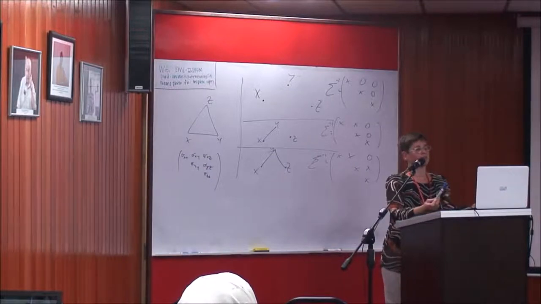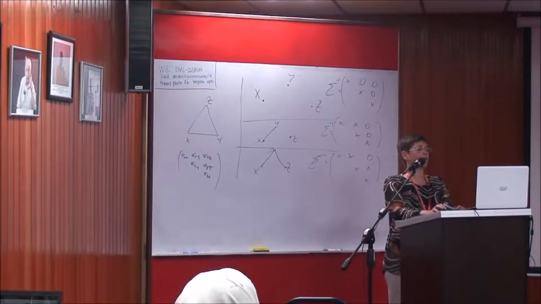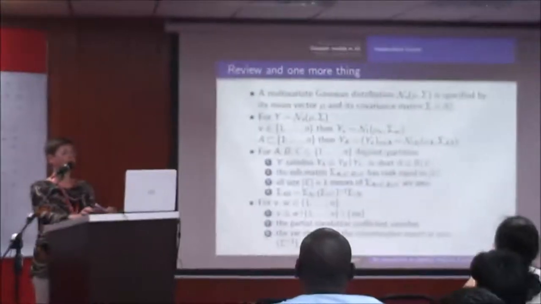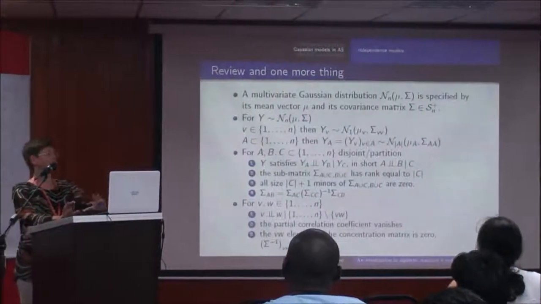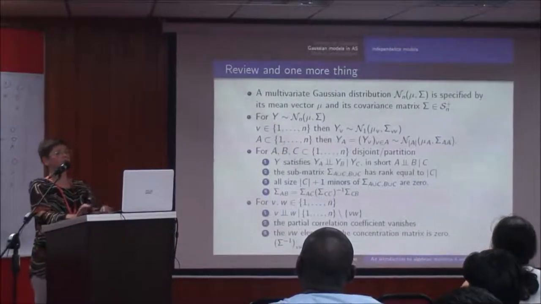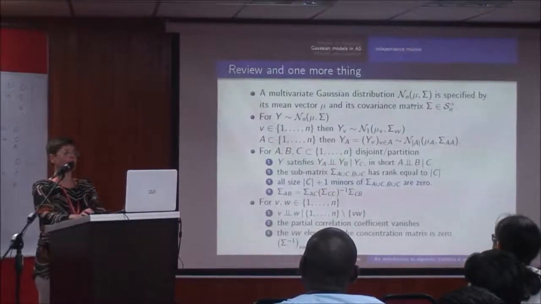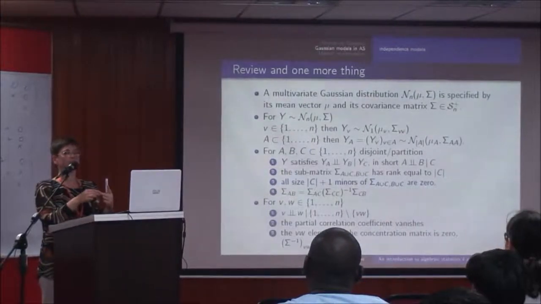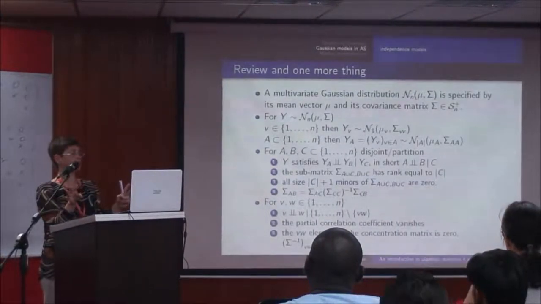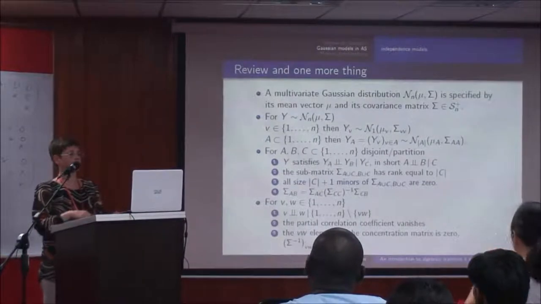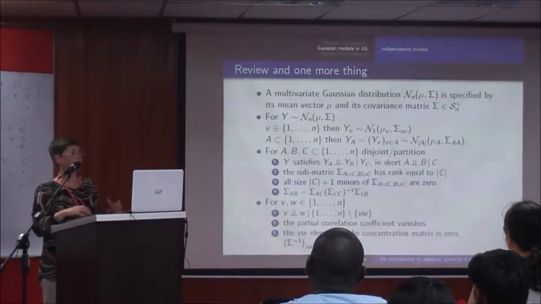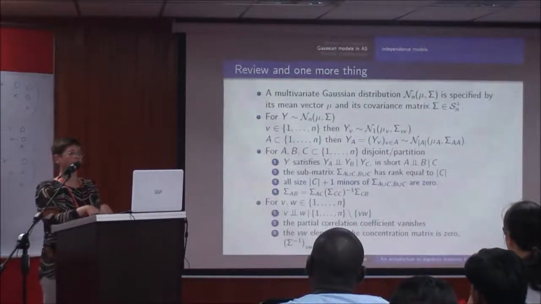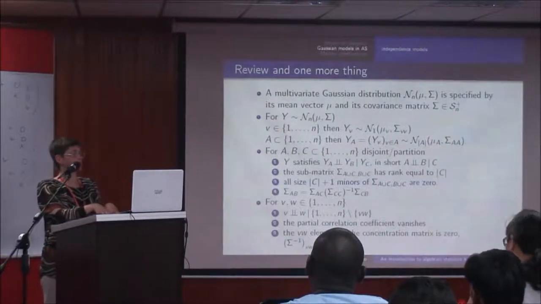Now, let me give you some notation. Here we have this multivariate Gaussian. We will ignore mu. In graphical models, mu is ignored. We set mu equal to zero. Why? We can do that because estimation of mu and sigma can be done independently, at least in maximum likelihood type of estimation. Furthermore, graphical models are defined only through sigma.